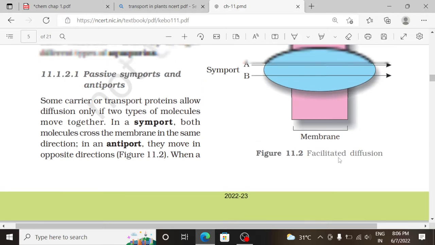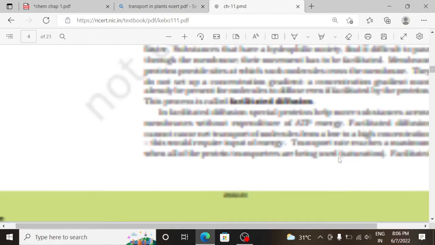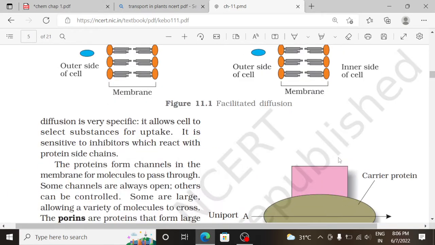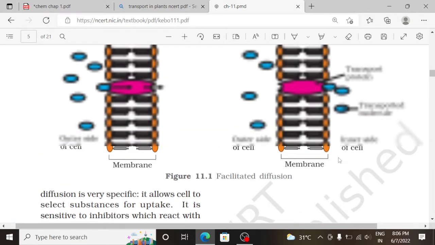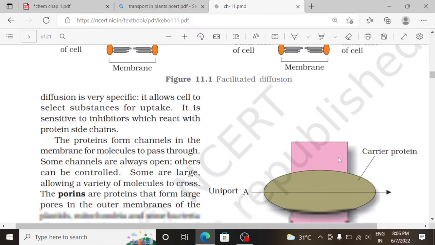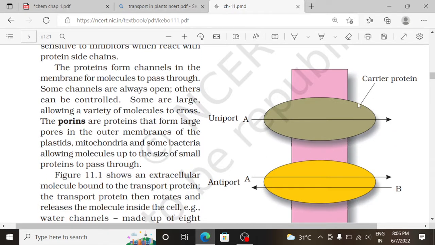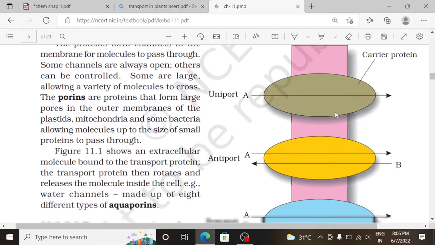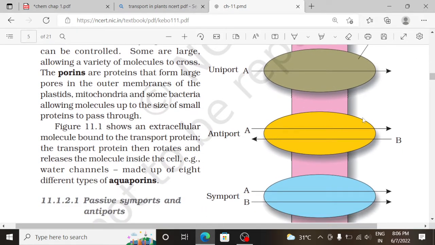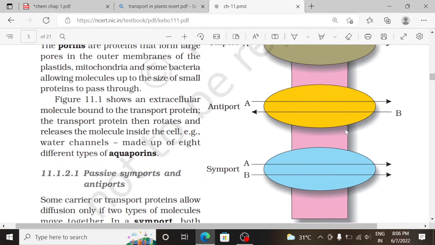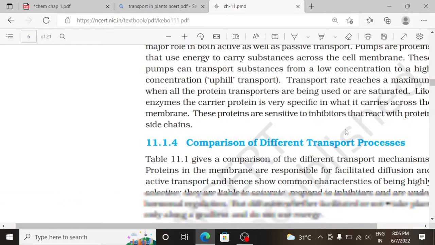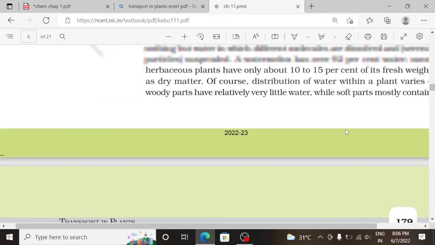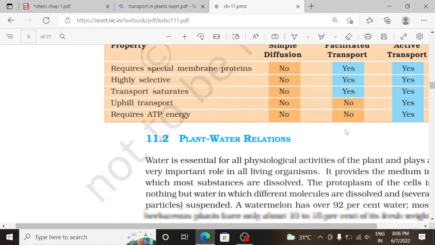Then this is facilitated diffusion, and this was also facilitated diffusion. Okay, both are facilitated diffusion. And see, you can see this is the carrier protein, this is uniport A, this is antiport A and B, this is symport A and B. You can see in this diagram. Okay, I have read this.